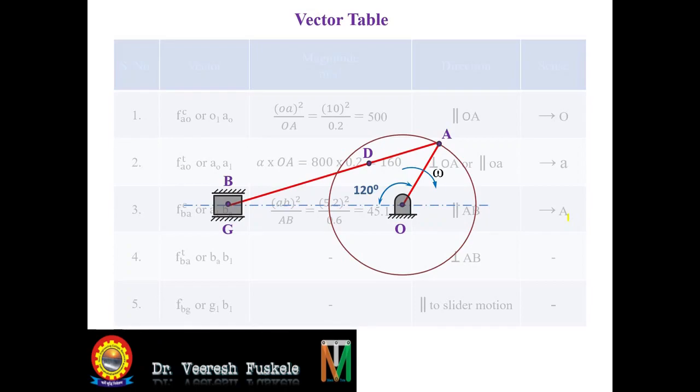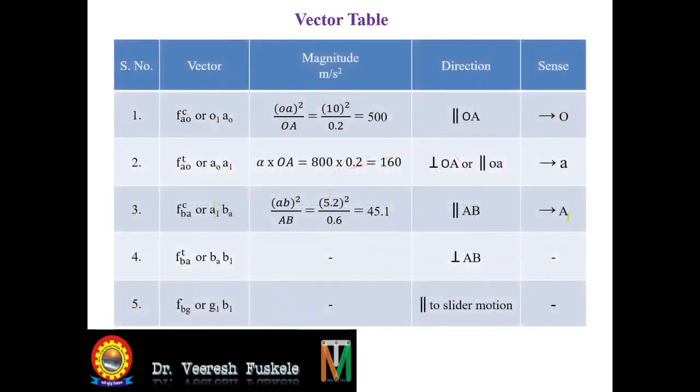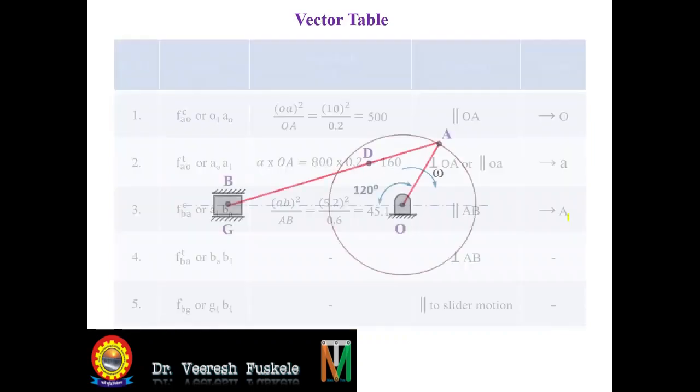Next, we calculate the tangential component of B relative to A. That will be represented by BA B1. But as we don't know the angular acceleration of the link BA, we won't be able to calculate the magnitude, but we will know the direction of this component, that it will be perpendicular to AB as shown here. So the tangential component of B relative to A will be perpendicular to this link AB. We also don't know the sense.